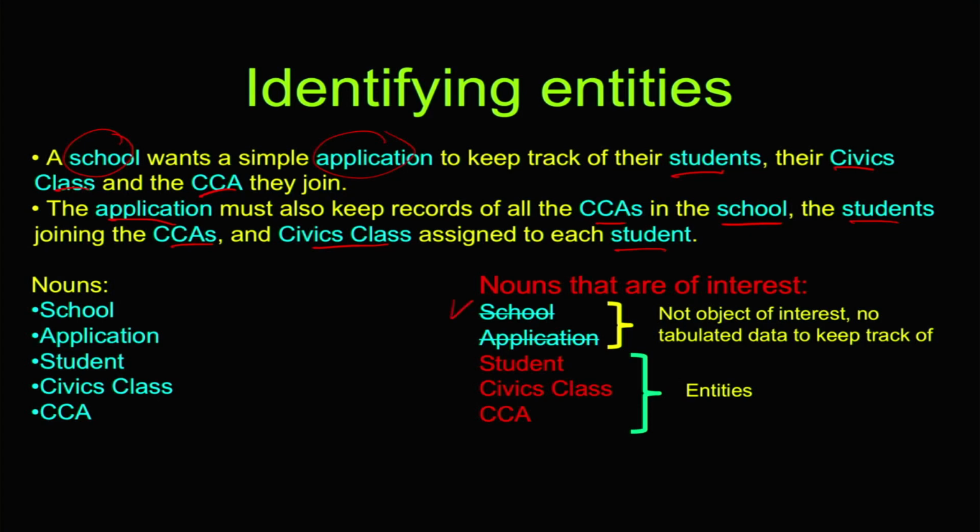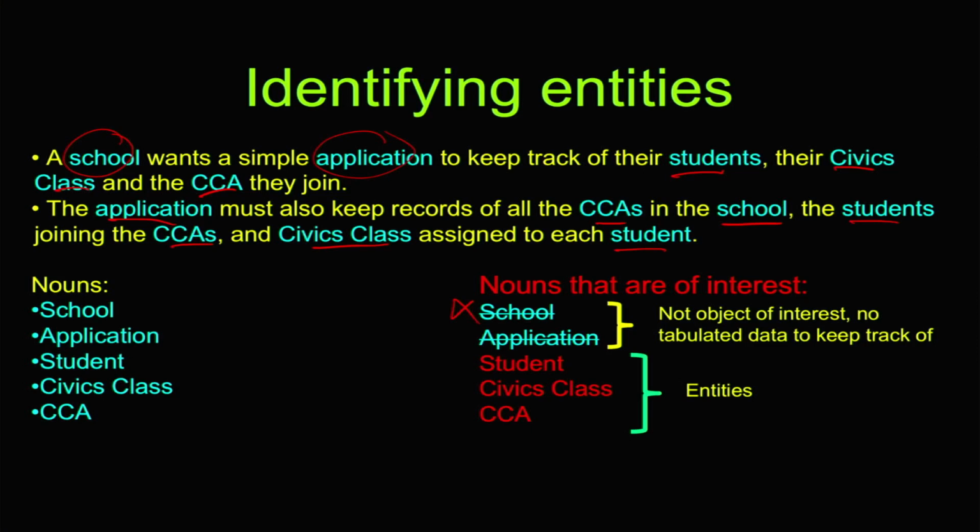We can rule out school because there's no data to keep track of. The school is just the school. For example, let's say YJC wants a simple application here. You just need to know there's YJC. It's not important to keep track of it all the time. Application here is like saying the database is the app. It's an app to do all this record tracking. So it's not so important.